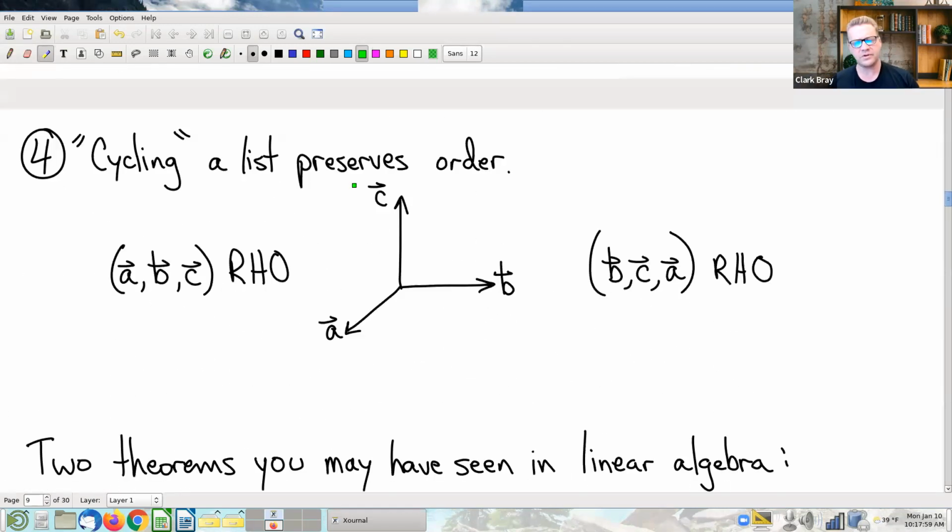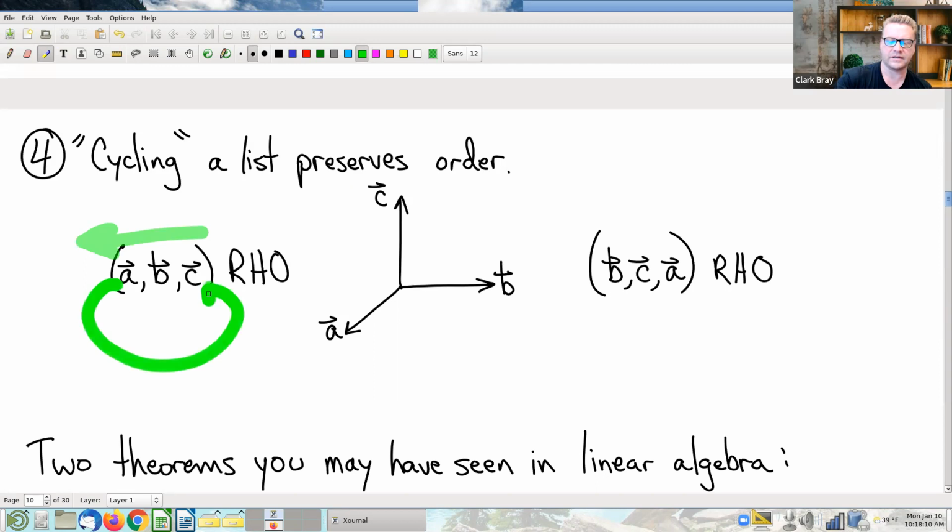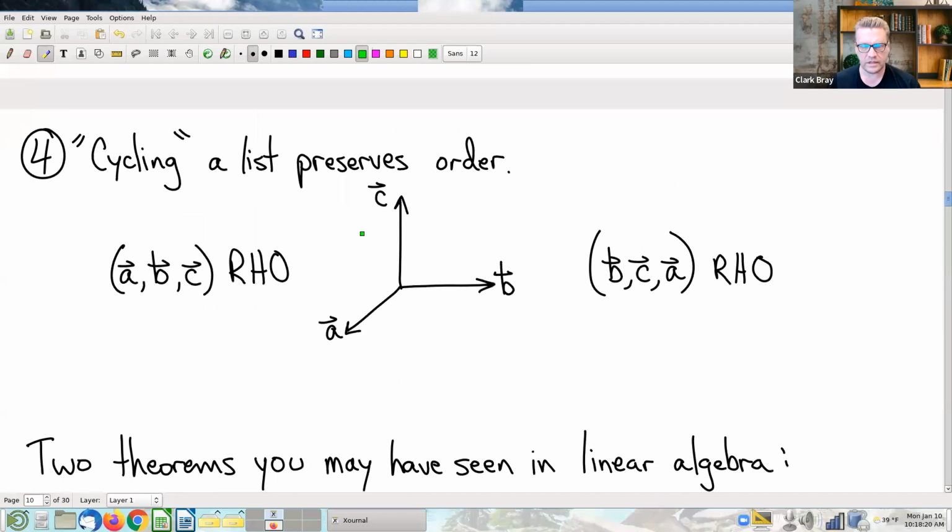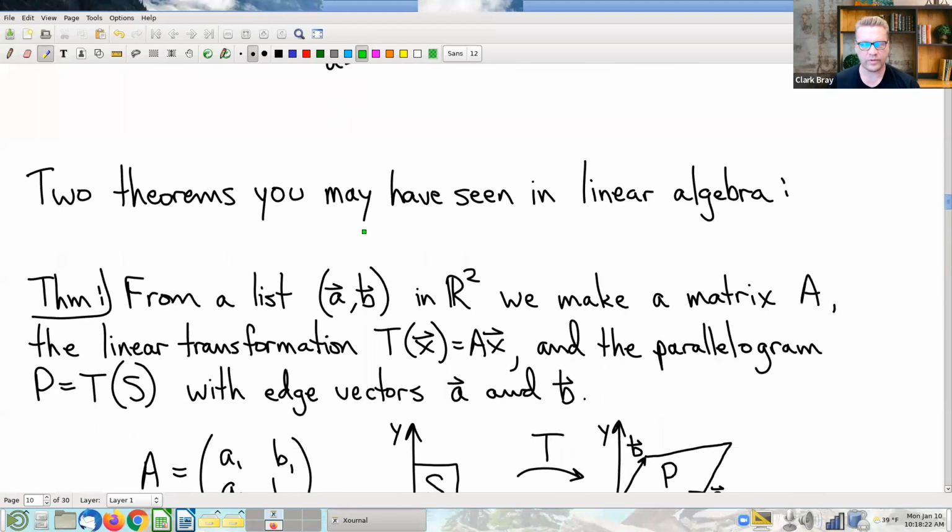Then there's a new one to talk about, and that's this idea of cycling. Trying to be quick here: if everything moves over and then whatever would have fallen off the side goes back around to the other side, that preserves order. Okay, that's where we left off last time.